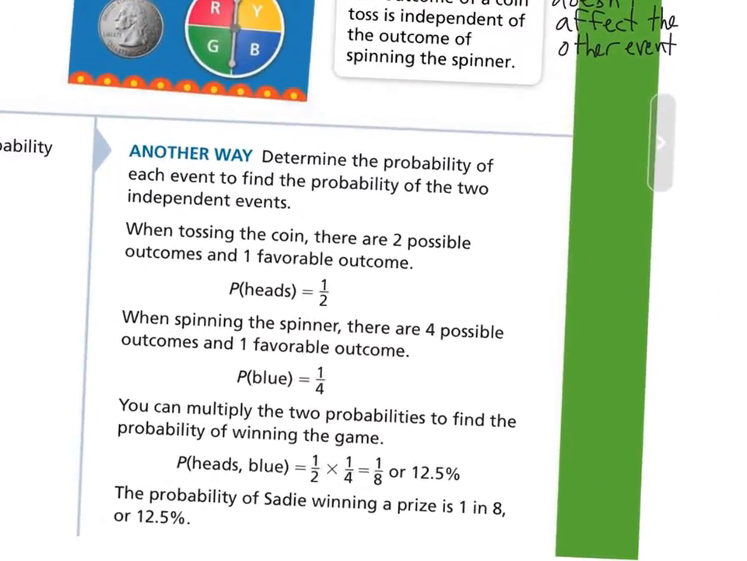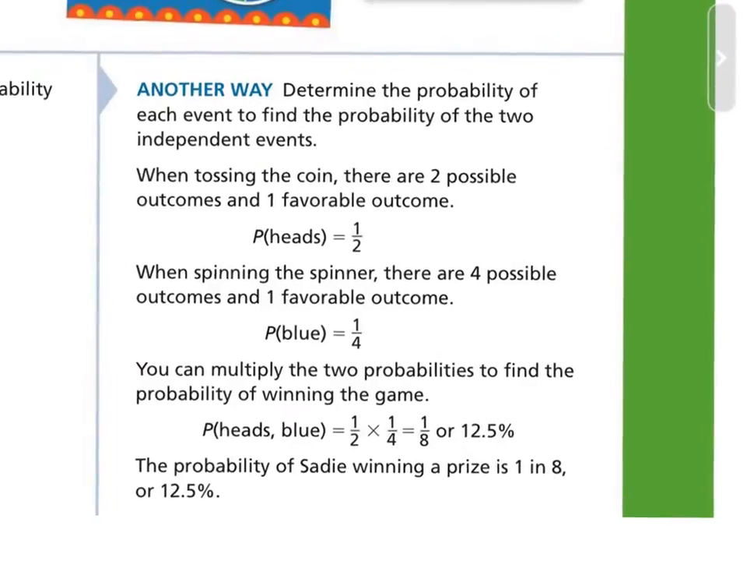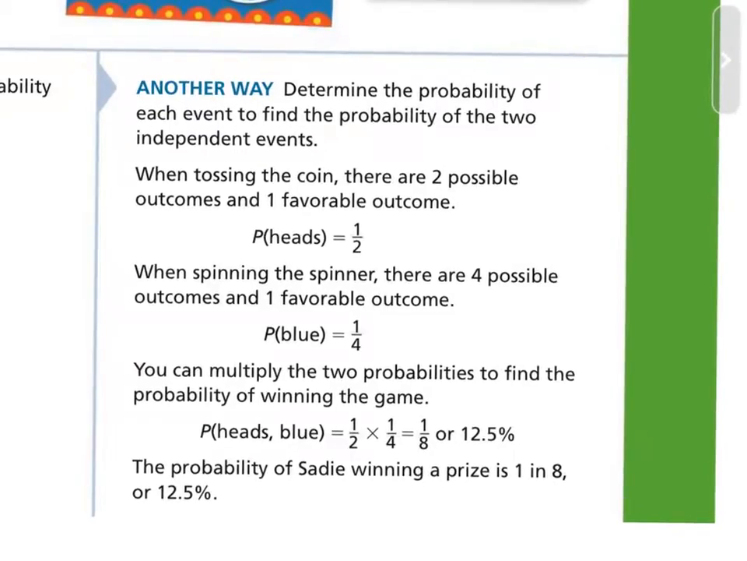Another way of doing it, like I mentioned at the beginning of the lesson, is by doing fraction probabilities rather than listing out the options. So flipping a coin, there's 2 possibilities. The favorable outcome, or the probability of heads, is 1/2. When we spin a spinner, on this spinner there's 4 possibilities. 1 of the 4 is blue, so we got a 1/4 chance.